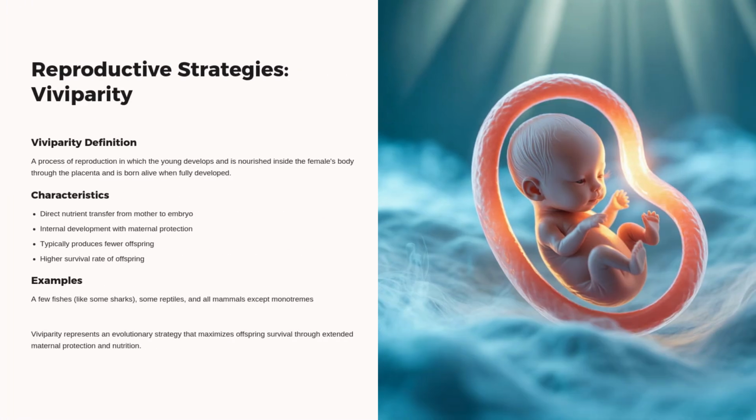Reproductive strategies. Viviparity. Viviparity definition. A process of reproduction, in which the young develops and is nourished inside the female's body through the placenta and is born alive when fully developed. Characteristics. Direct nutrient transfer from mother to embryo. Internal development with maternal protection. Typically produces fewer offspring. Higher survival rate of offspring. Examples. A few fishes, like some sharks, some reptiles, and all mammals except monotremes. Viviparity represents an evolutionary strategy that maximizes offspring survival through extended maternal protection and nutrition.